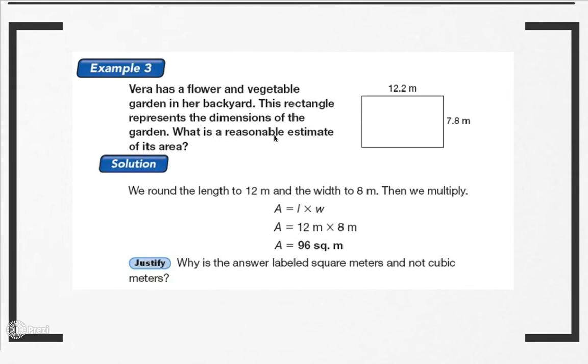Here's example number 3. We're going to estimate the area. With decimals, remember if it's 0.4 or less, you round down. If it's 0.5 or more, you round up. 12.2 gets rounded down to 12, and 7.8 gets rounded up to 8. So we have 12 times 8, which equals 96. And then remember to answer in square units. Whenever we're doing area, it's always square whatever it is, which is, in this case, square meters.